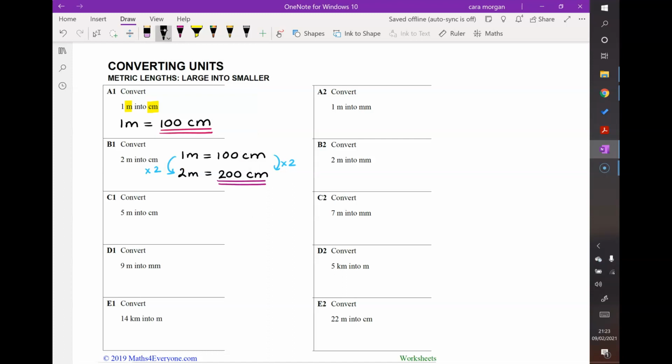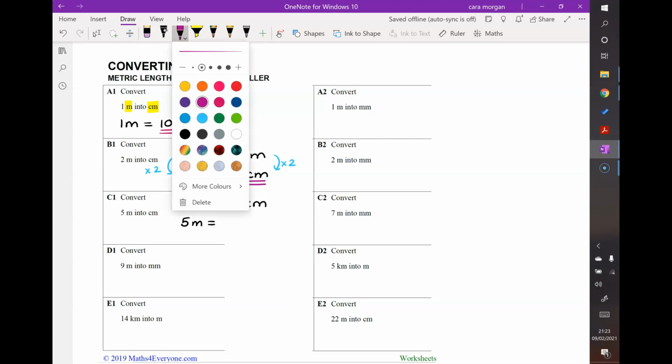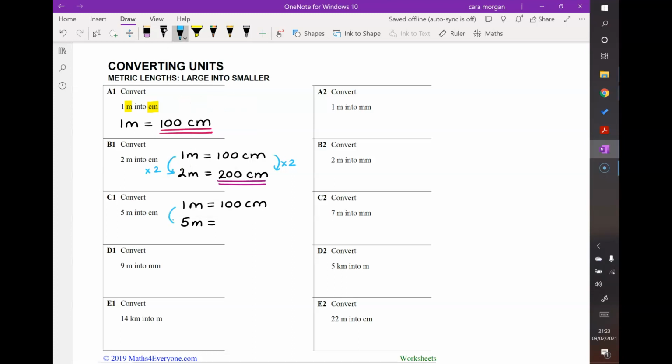For C1, it says I've got to convert 5 metres into centimetres. Well, 1 metre is 100 centimetres, so I'm writing down my key fact, and therefore 5 metres, well, that must be 5 times as big. So I think I must multiply 100 by 5, and I get 500 centimetres.